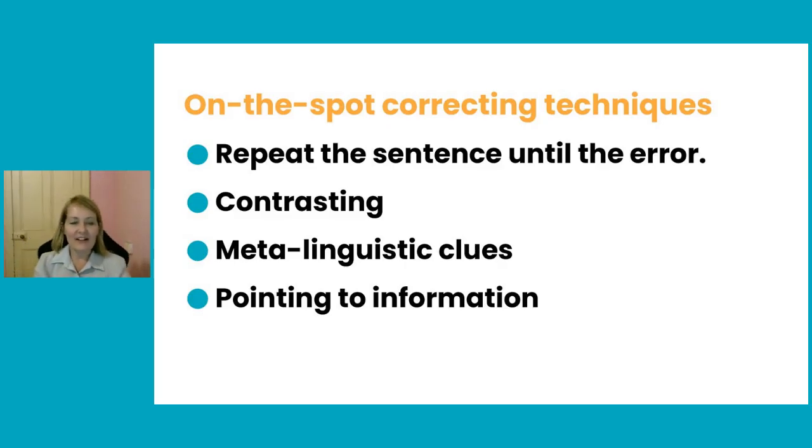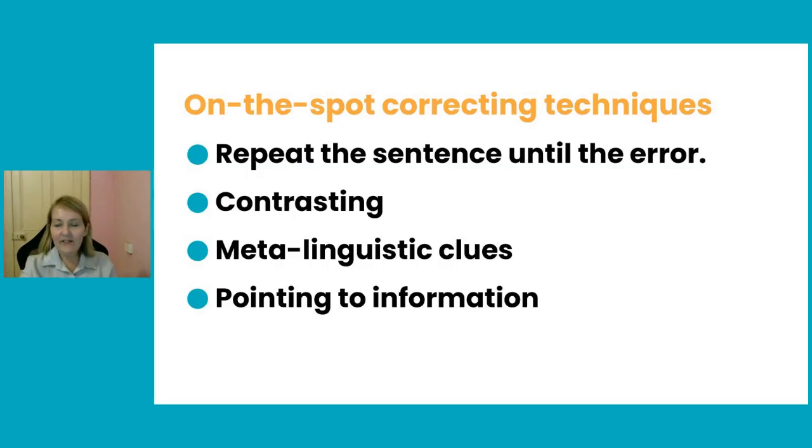Okay, contrasting. Contrast the correct and incorrect forms. Give students options to choose from to self-correct. For example, "he go to the park" or "he goes to the park." So a quick multiple choice. That works very well, obviously.